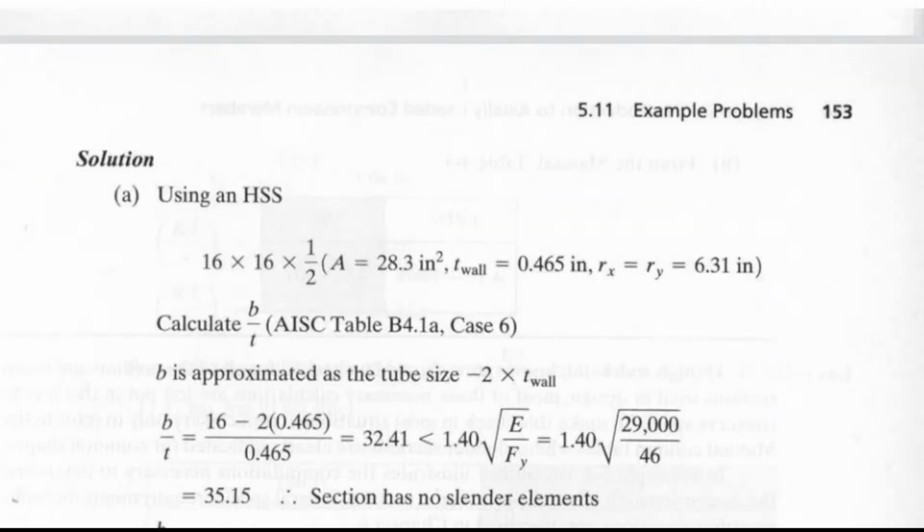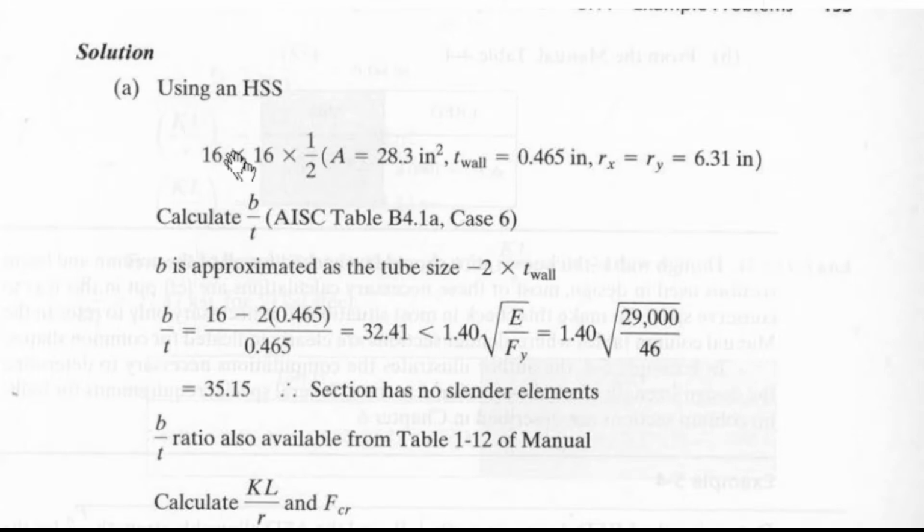B, repeat A using table 4-4 in the AISC manual. Using the table. So, letter A. Get these values from the table. Then calculate B over T so that we can use the table. After finding this out, we can determine that it is case 6. Okay? I already showed you the cases one by one. There are 9 cases in table B4.1a. B is approximated as the tube size, so 2 by T wall. So, B over T.